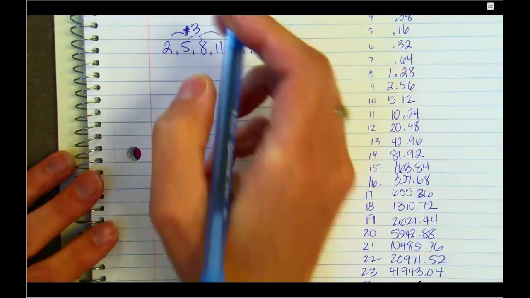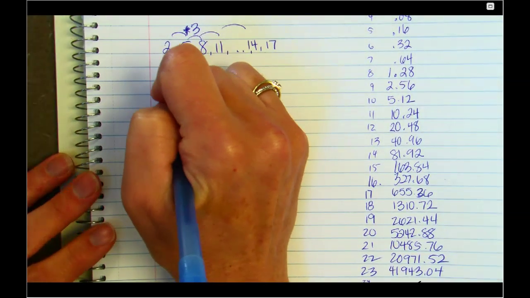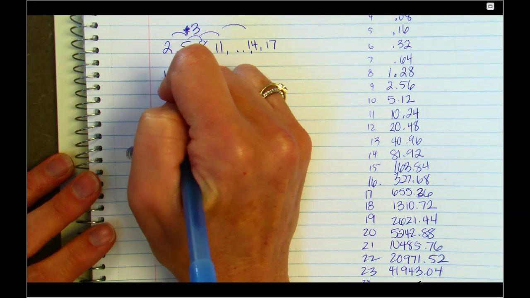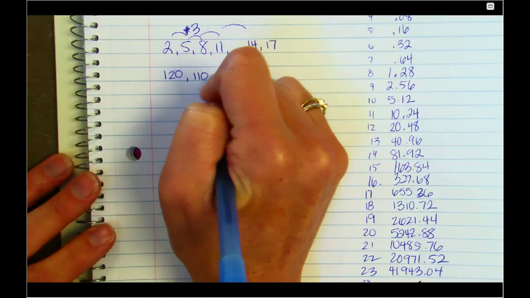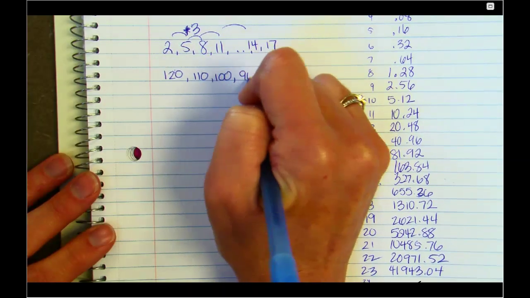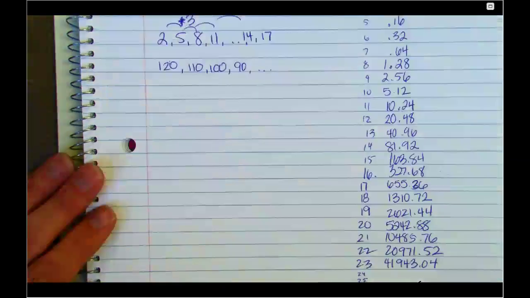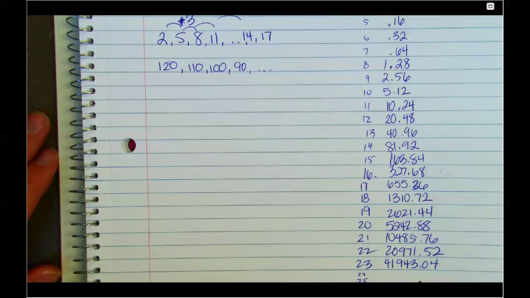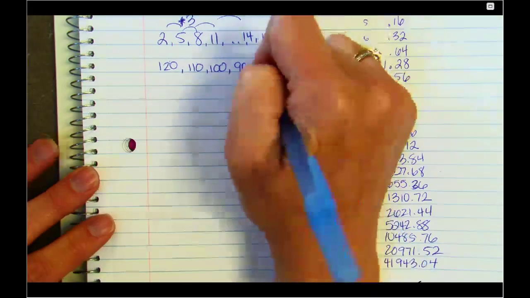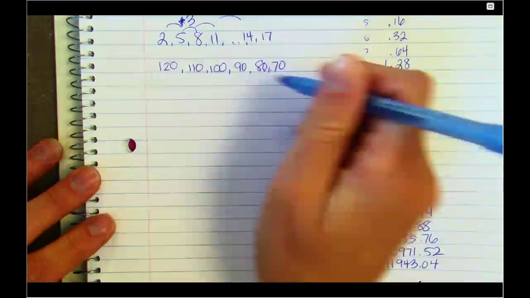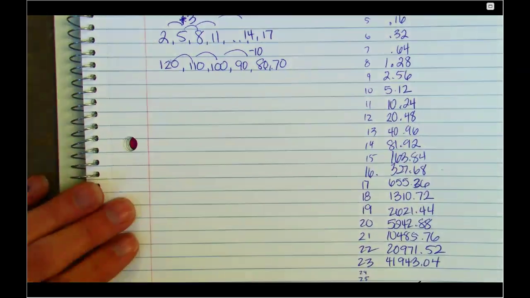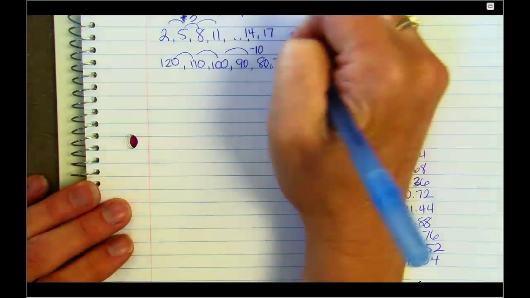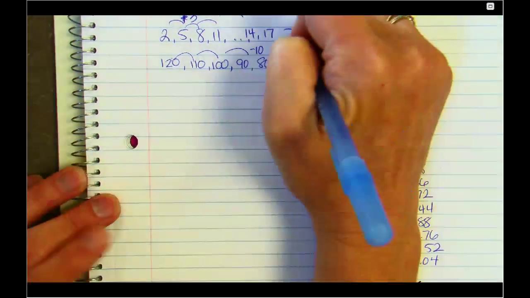Let's say we have 120. It's pretty easy also. You should be able to tell me the next two right away. 80 and 70. What's happening every time? It goes down by 10. We subtract 10. These two patterns are linear patterns.